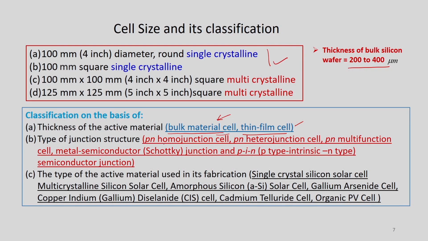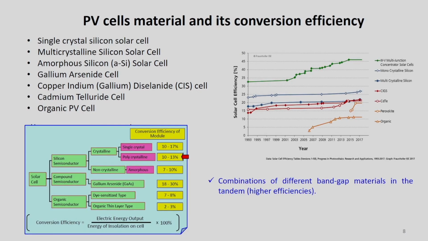And for junctions we will have PN junctions that may be homogeneous or heterogeneous, or maybe PIN, so P-type, intrinsic and N-type semiconductor junction. And the third category is type of active material used, that may be single crystal silicon solar cells or multicrystalline solar cells, etc. Okay. So let us see how these efficiencies or conversion efficiency vary with different solar cells.